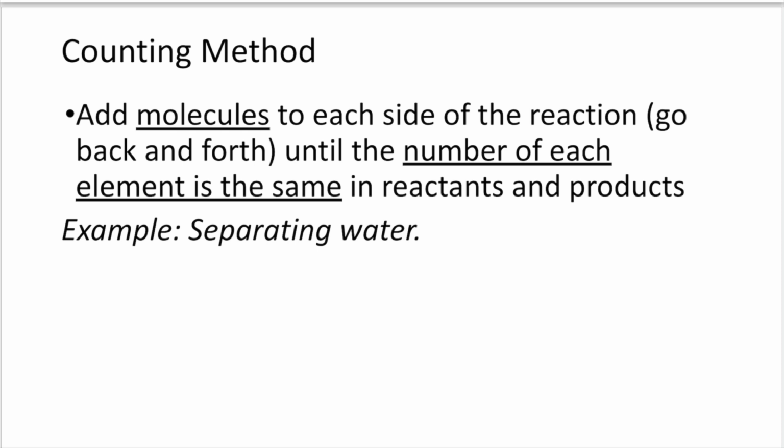First off is the counting method. In the counting method, we just add molecules to each side of the reaction and go back and forth until the number of elements is the same in the reactants and products. So our example is the separation of water. So that's where H2O liquid decomposes into hydrogen gas and oxygen gas.